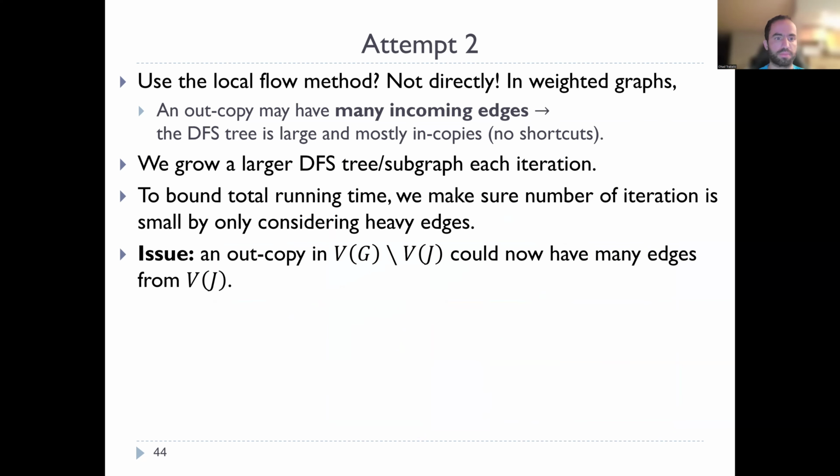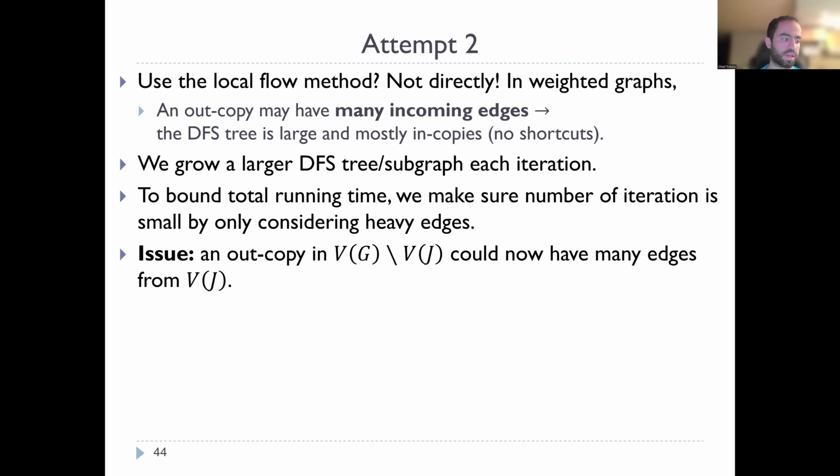And so what do we do? So we would have to grow a large DFS tree or subgraph in order to be able to pick out copies, in order for us to discover a sufficient amount of out copies to sample from for the local flow method to work. But since we now discover a large subgraph or DFS tree, in order to bound the total running time, we make sure that the number of iterations is small. And the way to do it is by only considering heavy edges.